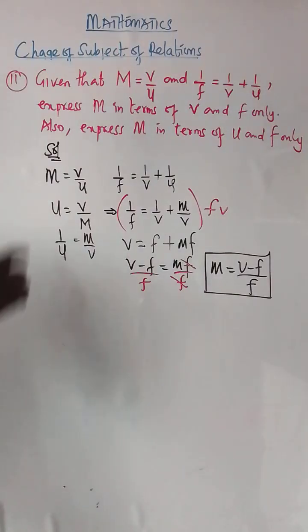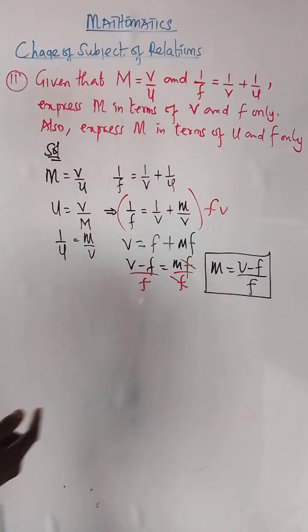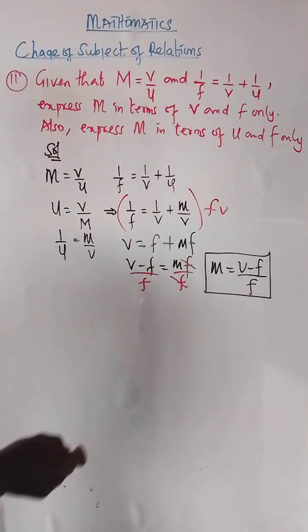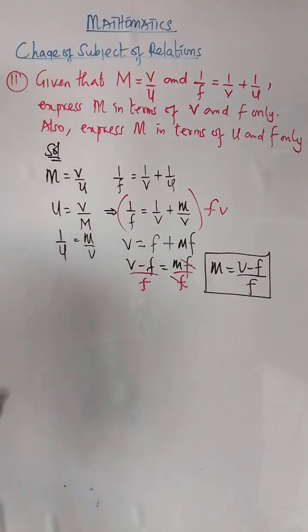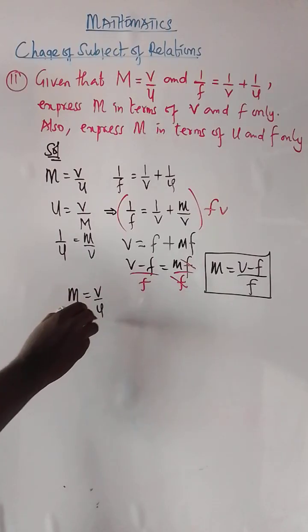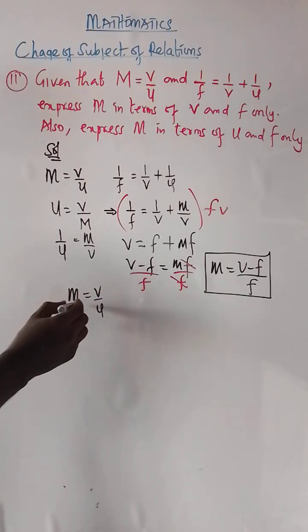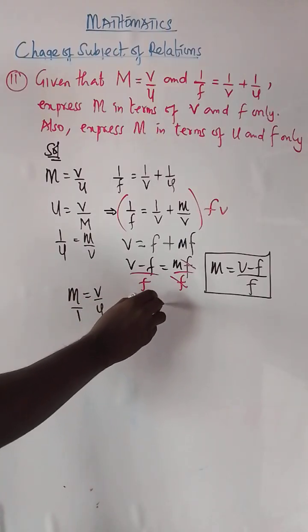Then next, hence also express M in terms of U and F. This time around, initially we eliminated U, but now we are going to eliminate V because we want M to be in terms of U and F, no V. We'll come back here again. Since M equals to V over U, to get V directly we can just cross multiply this over 1. So from here it implies that V equals to MU.